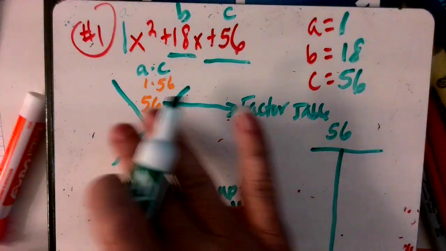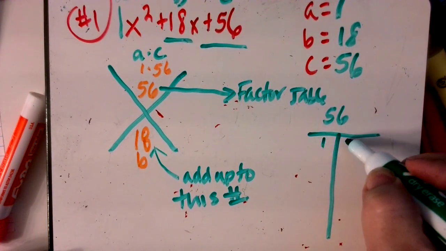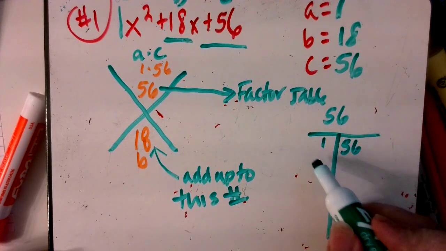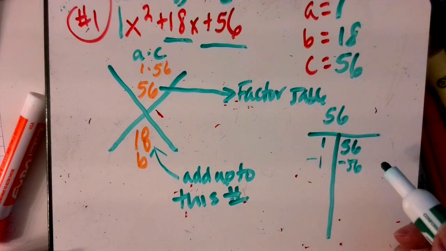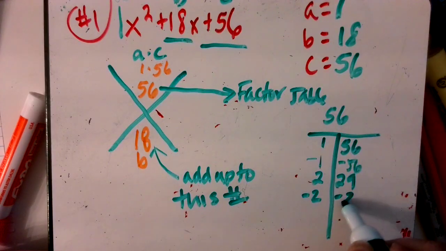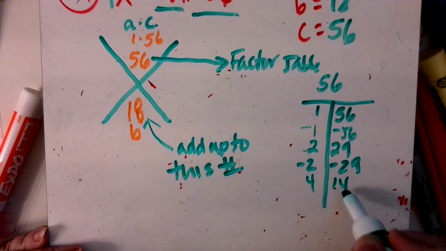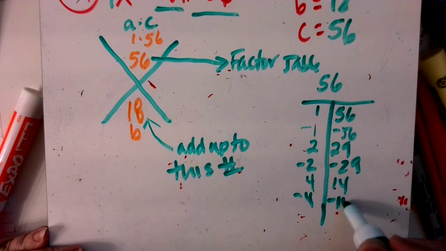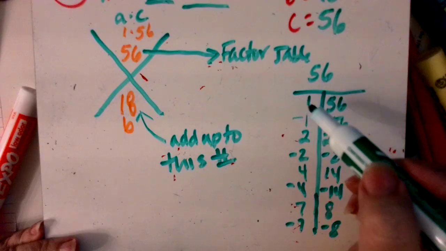Now, the way I do it, I don't like to memorize what's plus or minus. So I'm going to list all the factors of 56. So 1 times 56 is 56, but also negative 1 times negative 56 is positive 56. Then we have 2 times 28, negative 2 times negative 28. We have 4 times 14, negative 4 times negative 14, 7 times 8, and negative 7 times negative 8.